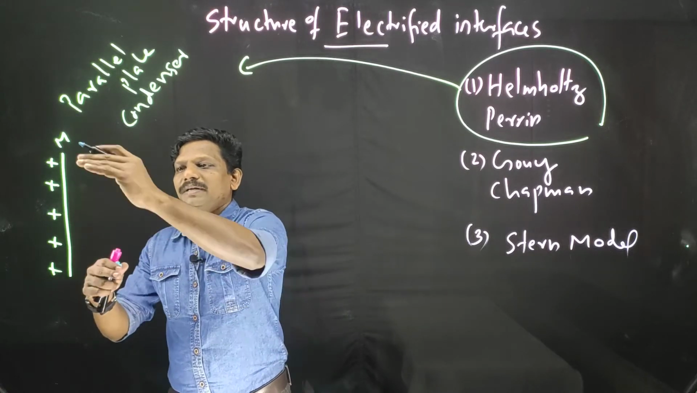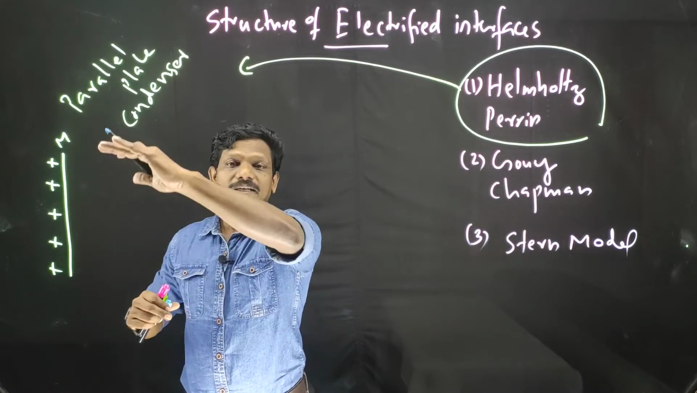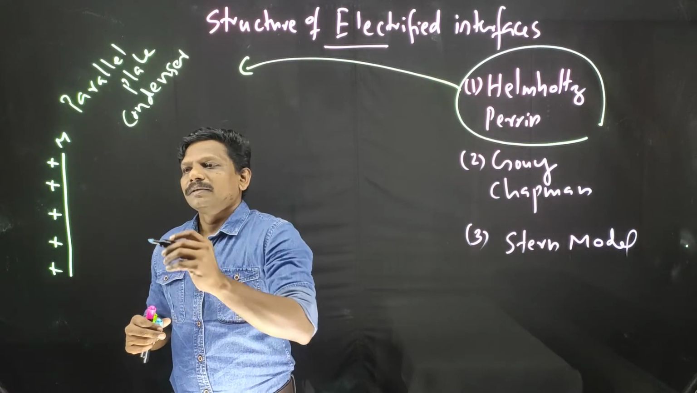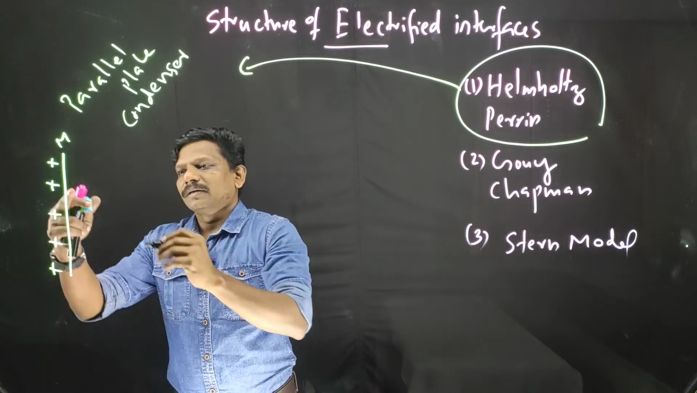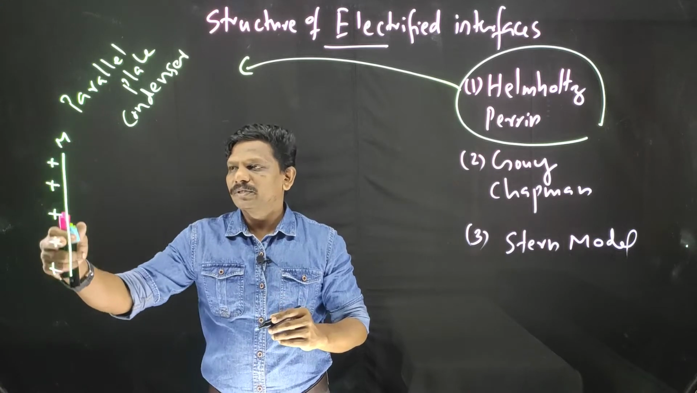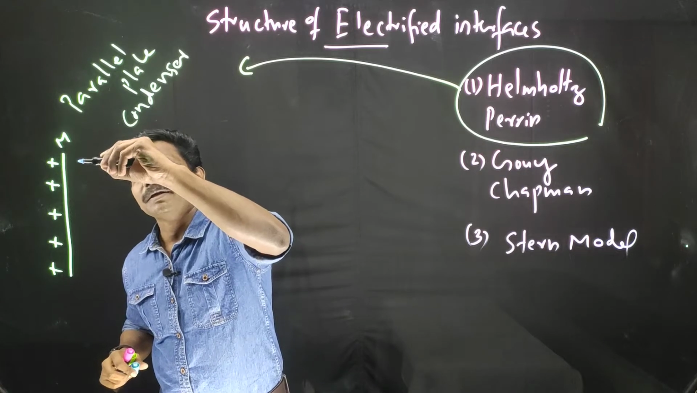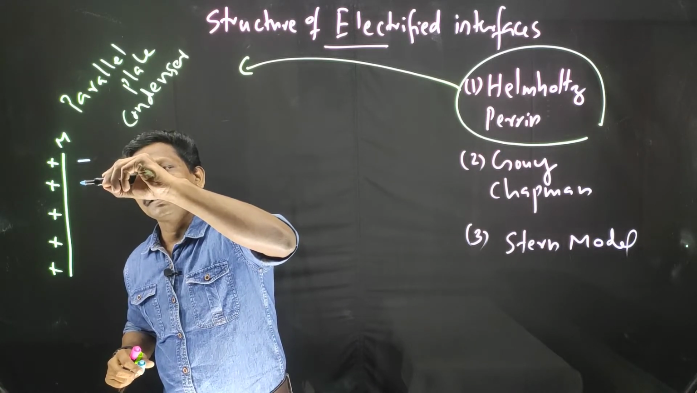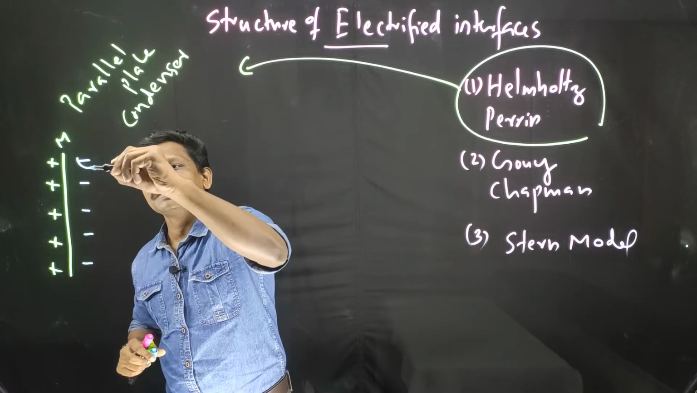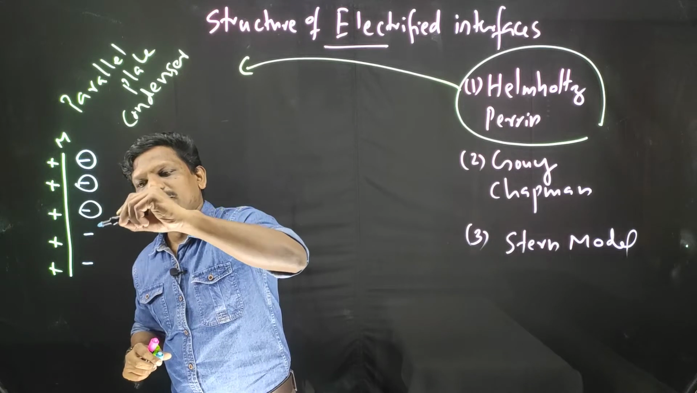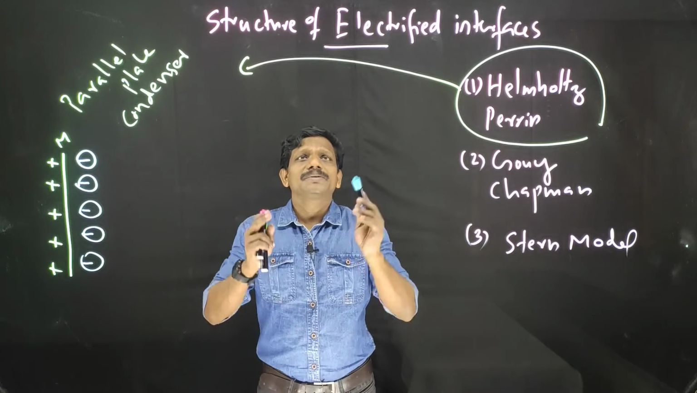What will happen here? This is the metal side, and this side is the solution side. You see, if the metal is positive, on the solution side it will be negative. So we are checking what happens at the interface. Here it will be negative, here it will be negative, you see, negative. These are the ions, that is why I am drawing like this.